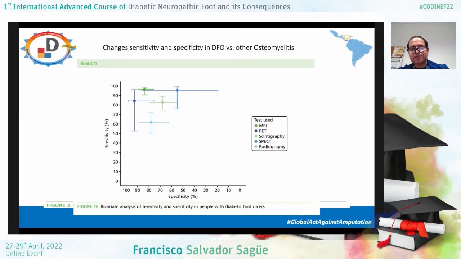This specificity has a great dispersion. In diabetic ulcer, the same studies with the same tools have a very high dispersion.